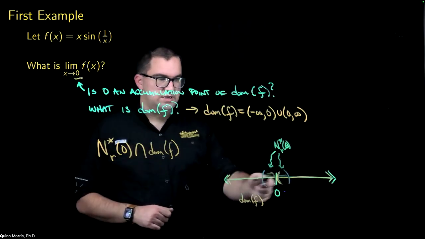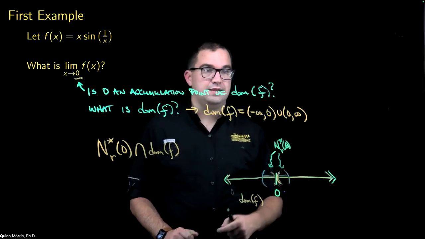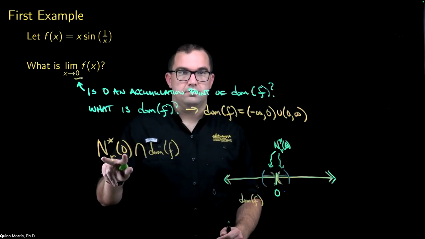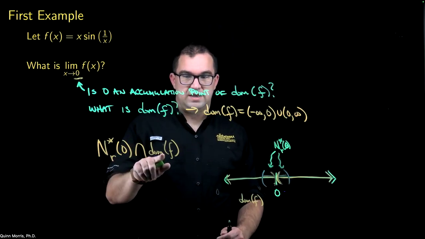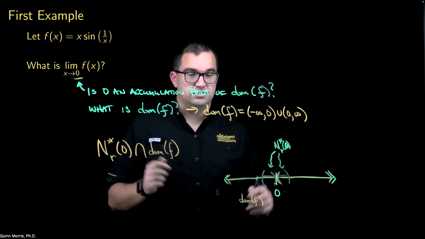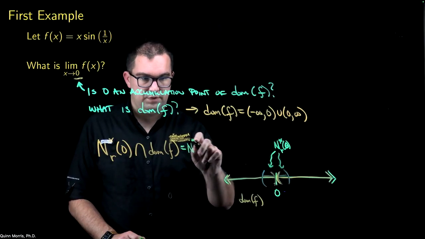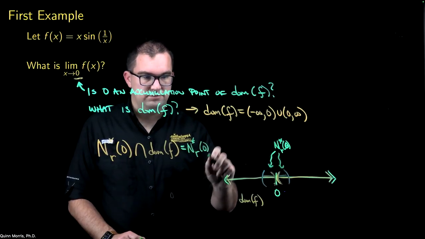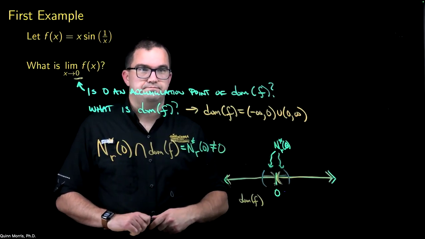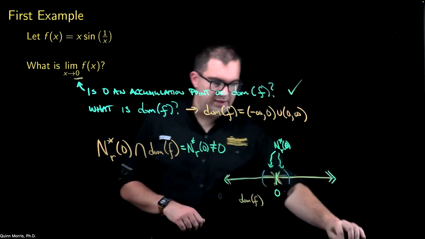Okay. Now, what is the intersection of these two sets? Well, just from here, we can see the intersection where they overlap is, in fact, the entire deleted neighborhood of radius r. These are all the points within distance r of 0 intersected with the domain of f, but the domain of f is all points other than 0. And so the intersection is, in fact, just the deleted neighborhood. So in this case, this is actually equal to the deleted neighborhood of radius r around 0, which is certainly not the empty set for any r greater than 0. And so 0 is, in fact, an accumulation point of the domain of f.